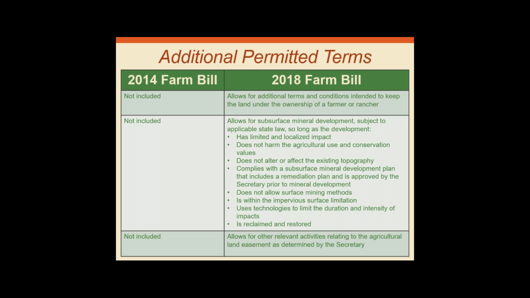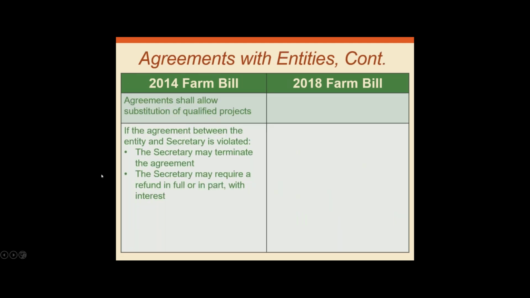And then this last row is more of just a catch-all, noting that there could be other additional permitted terms as determined necessary by the Secretary. A couple of other things here that remain the same. Substitution of projects are allowed, and the same rules apply to when a Secretary may choose to terminate an agreement with entities or require a refund.